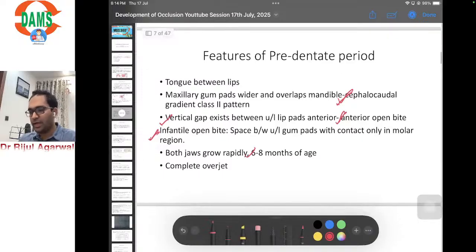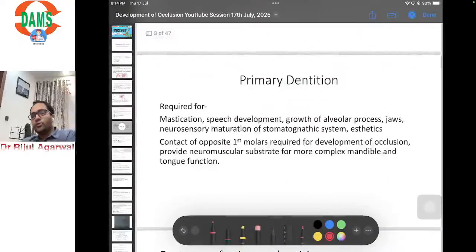Okay, moving ahead. So what is next? Moving towards the primary dentition phase, that is the preschool period.